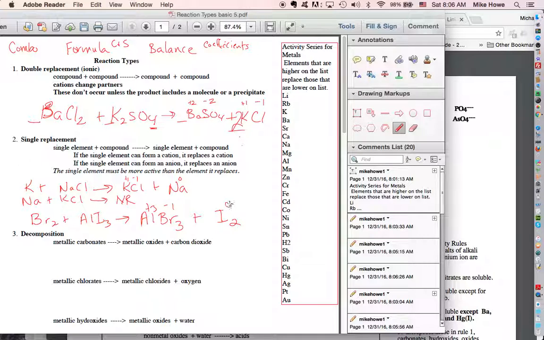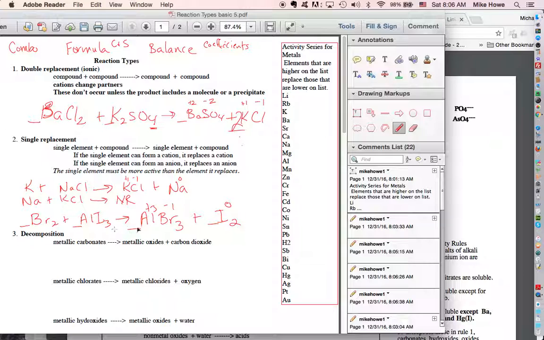Incidentally, a reminder that the charge on any element that's by itself is 0, so you don't have to consider charges writing this formula. All right, so now the equation is, all the formulas are right. We have to balance it using coefficients, and coefficients have to go in front. They can only go here, or here, or here, or here.